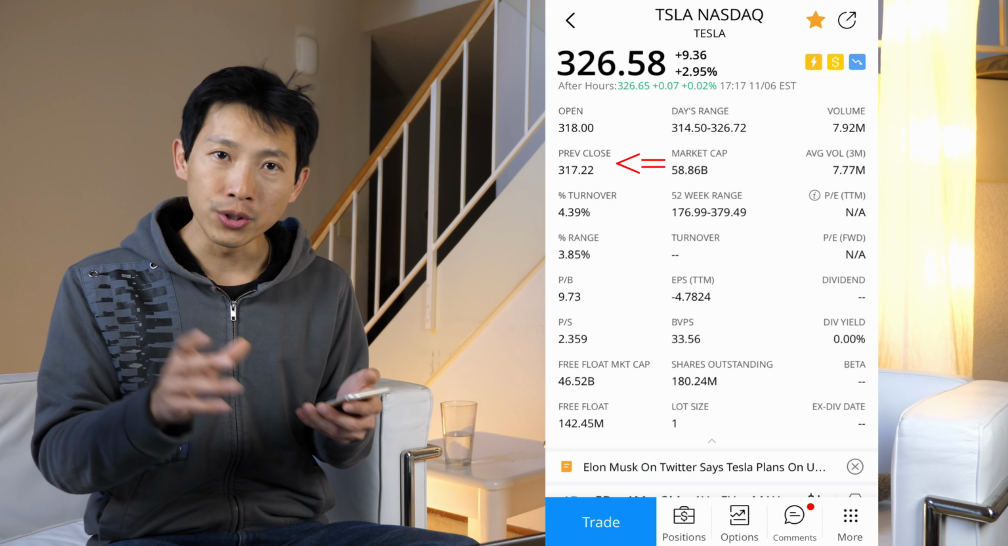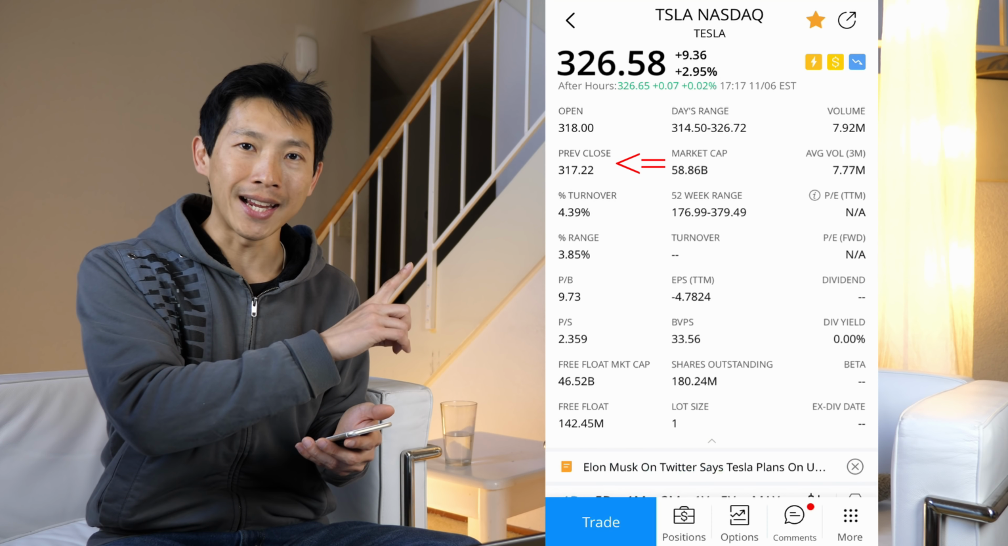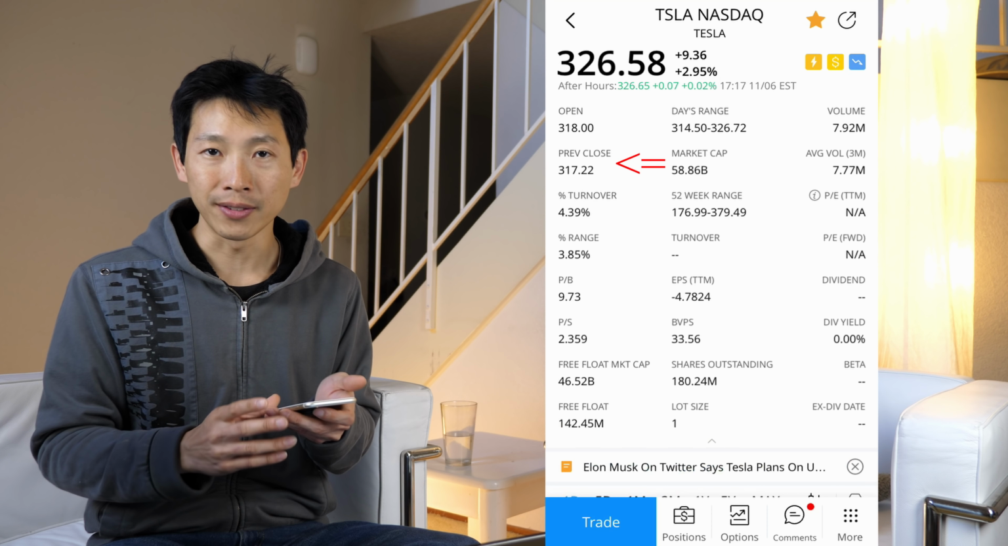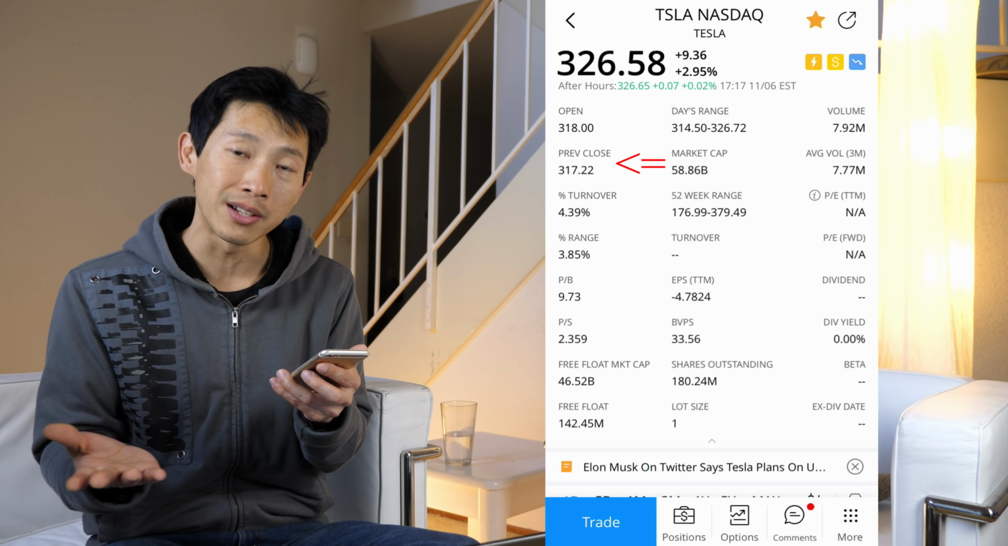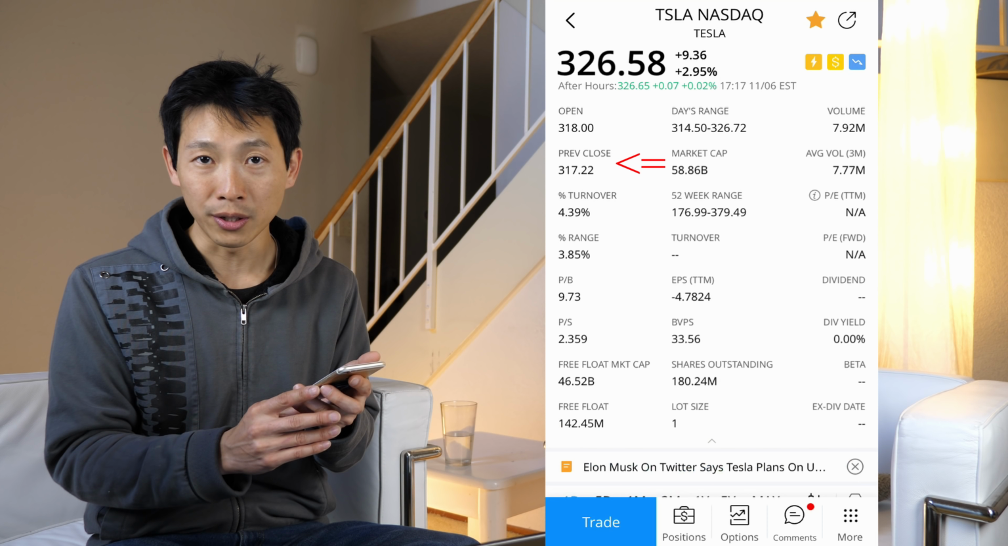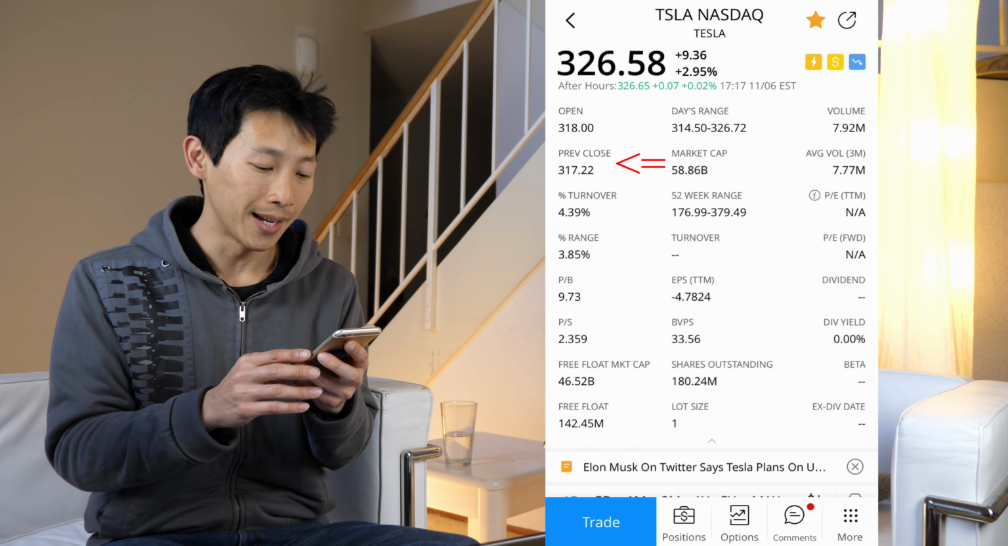The previous close, that is the previous closing date. So if today was Monday, it would have closed on Friday at $317.22. But because today is Wednesday, it actually closed previously at $317.22. So it was the closing on Tuesday afternoon.